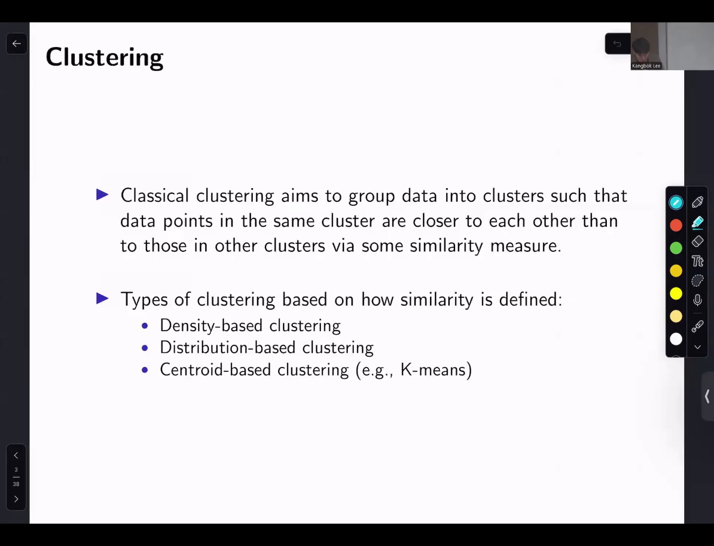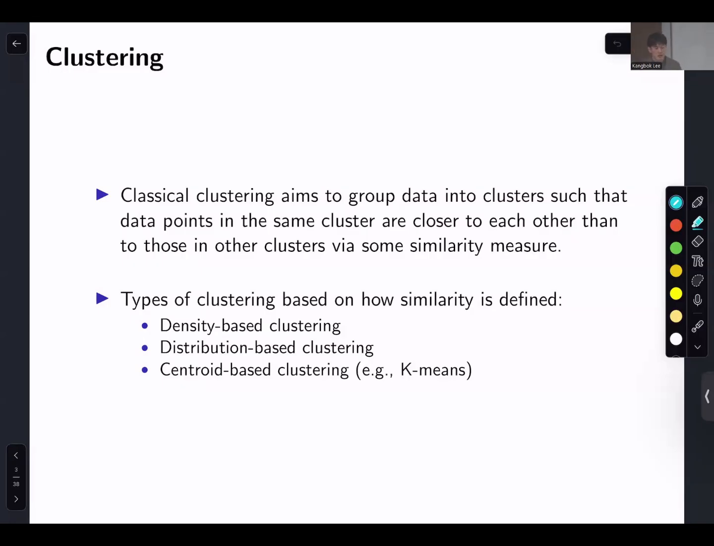Okay? So I like to think about clustering. We all know what clustering is. The goal of clustering is to group data points into different clusters so that the data points in the same cluster are more similar to each other than to those in other clusters, of course. And that clustering depends on some similarity measures. There are different approaches like density, distribution-based clustering, centroid-based clustering like k-means, but we typically use Euclidean distances to cluster data points.